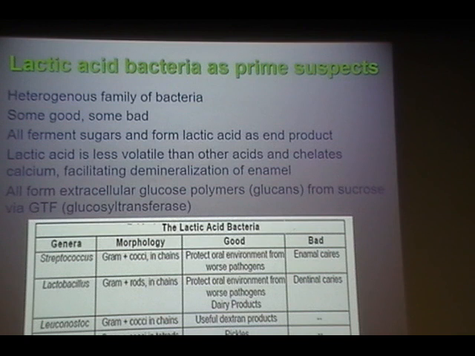Lactobacilli that I mentioned to you, in difference to streptococci, which are cocci, these are rods, these are bacilli, but they're both gram-positives. And they both appear in chains. They both can protect the oral environment from worse pathogens. Okay, not just in the oral cavity, but other orifices of the body. And they promote dentinal caries. So the difference between this and this is that this one promotes enamel caries, and then these guys come in, they're highly acidotic. Lactobacilli love to thrive in very low pH.